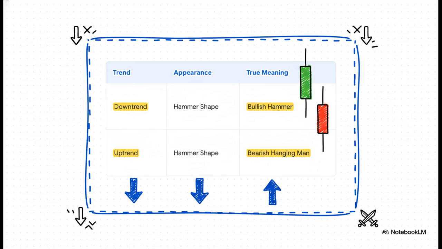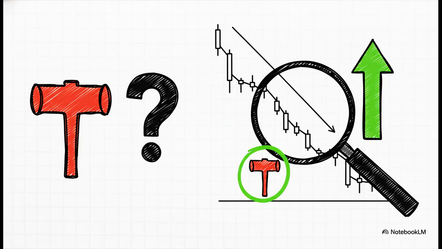And here it is. The big secret is this. Where a pattern appears on the chart is way, way more important than what color it is. Let that sink in. A hammer shape that shows up in a downtrend is a bullish signal, even if the candle itself is red. And that exact same shape showing up at the top of an uptrend, that's a bearish hanging man, even if the candle is green. The context is everything. This is the golden rule right here. Location is greater than color. You have to stop just looking at the individual candle and start looking at where it is in the bigger picture. Where a pattern appears on the chart is what gives it its true meaning.